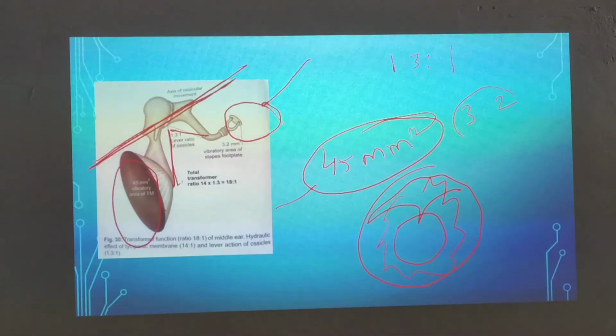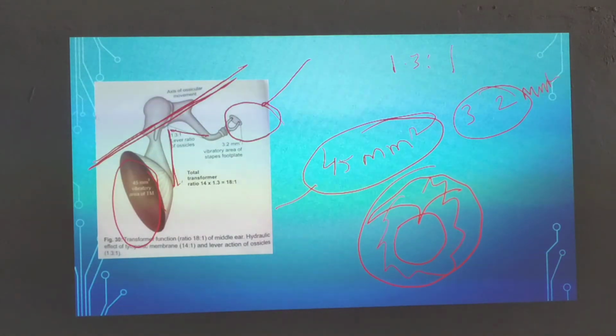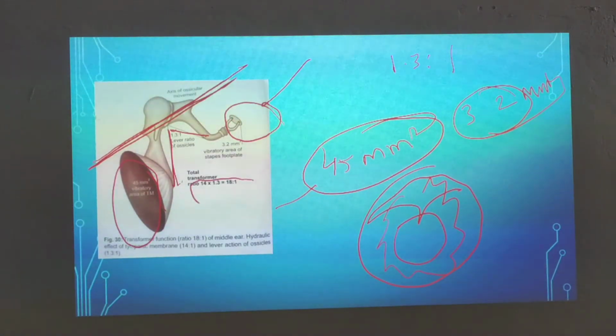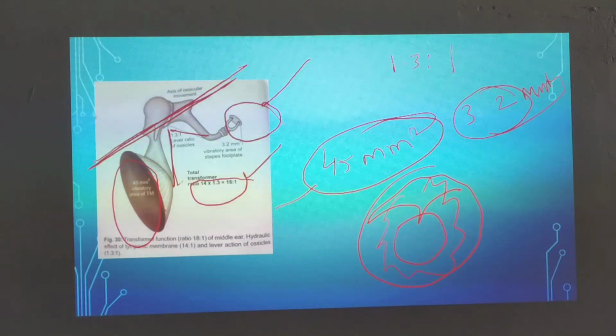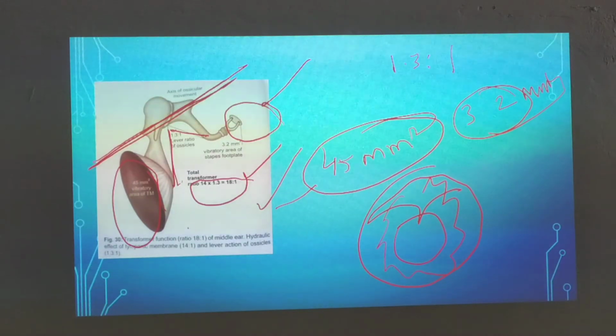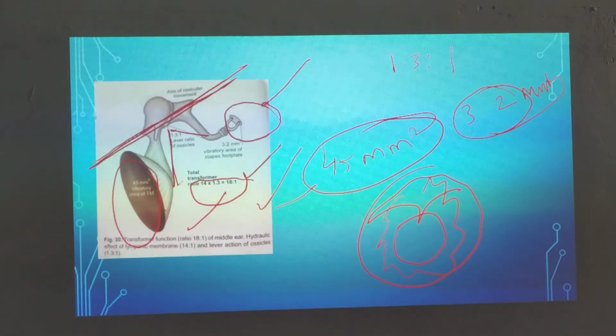3.2 square millimeters. Loudly you have to say, loudly. It's not a video, you cannot listen. So the transformer ratio, as you could see here, is 18:1. So 14 into 1.3 is 18:1. Okay. So in this way, you are getting the transformer function. So what is the transformer function?